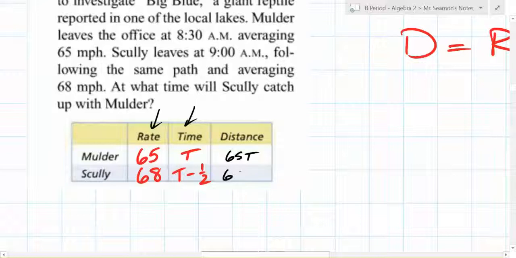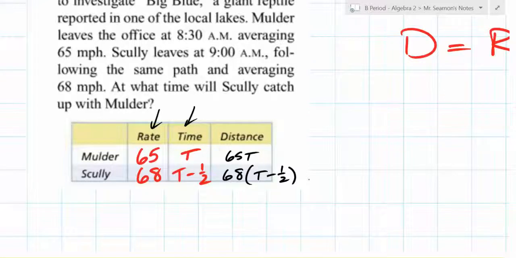68 times time. T minus a half. Distance is rate times time. Okay, so now, do we have an equation yet? No. But do we have a completed chart? Yeah, you've done most of it here.